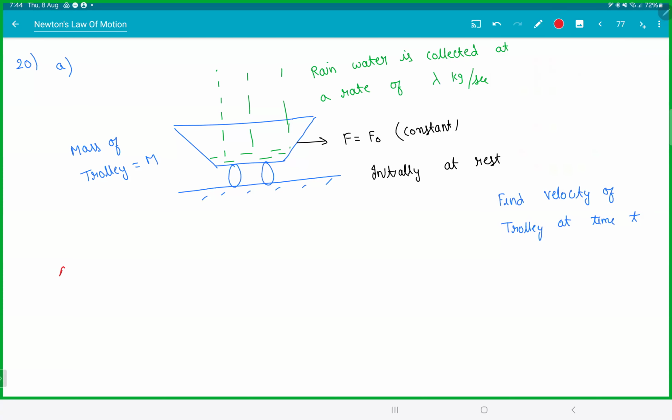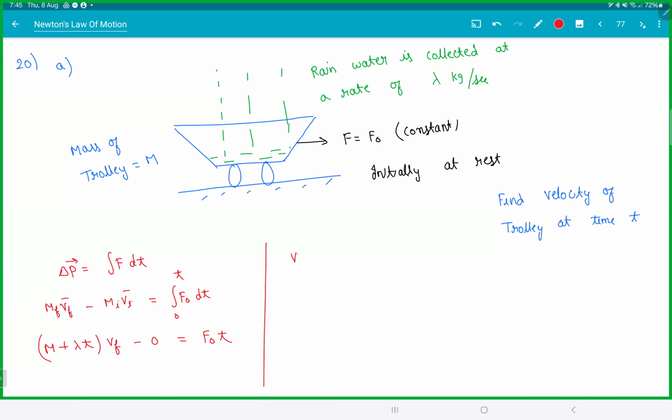So we know change in momentum is integral F dt, Newton's second law. So what is change in momentum? m final v final minus m initial v initial is equal to integral F naught dt. What is m final? Mass of the trolley plus lambda t. V final, and initial velocity is zero, is F naught t. So from there we get v final is F naught t by m plus lambda t.